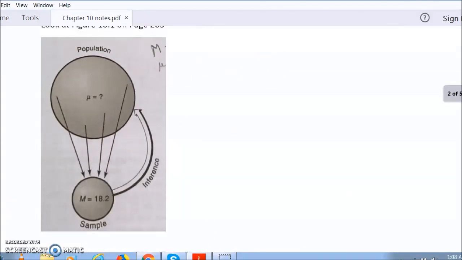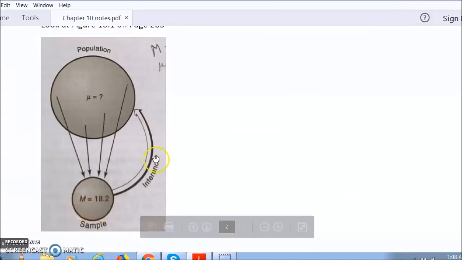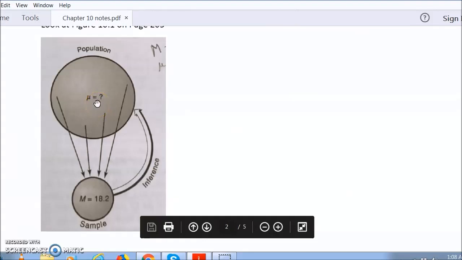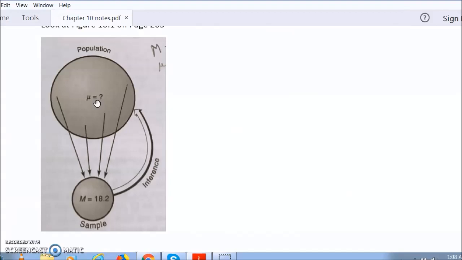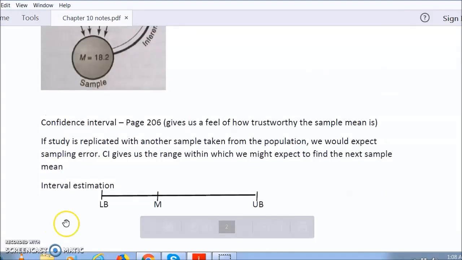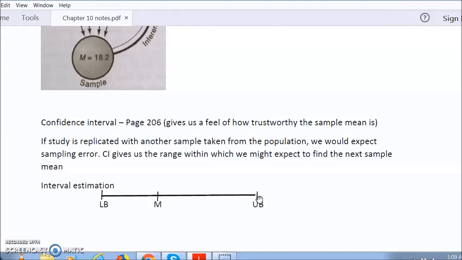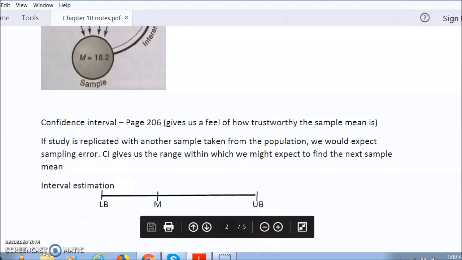If you look at this figure, you collect a sample from the population and then your sample mean is given. You make a null hypothesis about the population mean, and hence you are making inferences about the population. So this is your diagram. Your confidence interval has a lower bound and an upper bound, which means that if we replicate the study and take another sample, the statistics that are calculated will lie within this range.